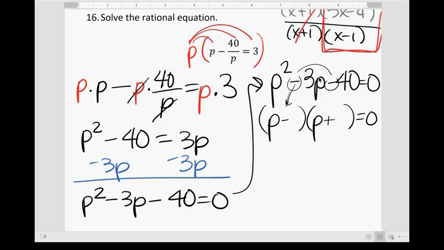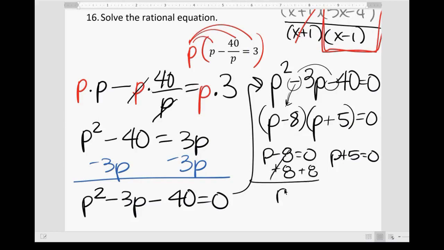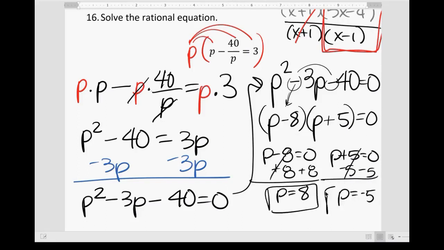So it's going to be 8 and 5. And then if I use these sign rules, I'm going to always put the bigger factor first. So 8 and 5. Okay? And I have factored this, but I'm solving it. So once I have factored it, I'm going to take my factors and set them equal to 0, and then solve each one for p, and that's going to give me my solutions. So I have p equals 8, and then I have p equals negative 5. And those are my answers.